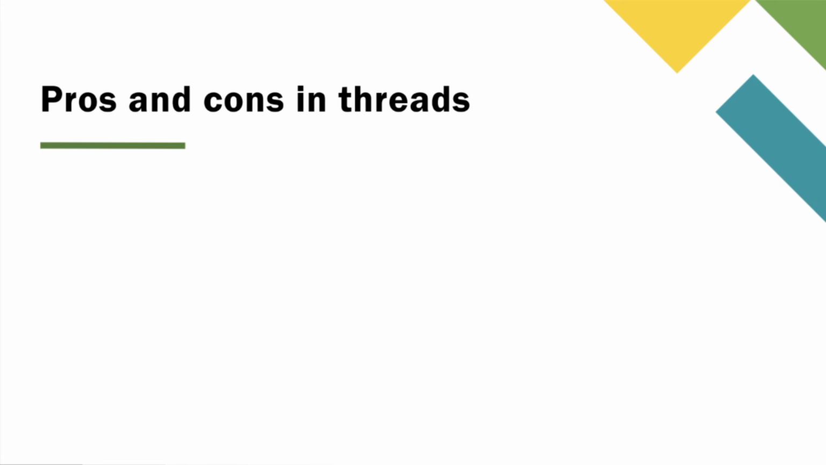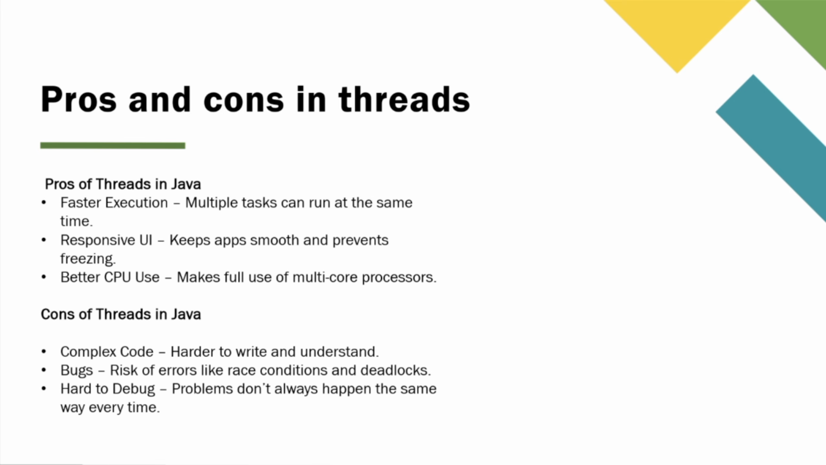Advantages and disadvantages of threads. The advantages are faster execution, as multiple threads run tasks at the same time, parallel processing, efficient multitasking, responsive applications, better CPU utilization, making full use of multi-core processors, and background processing that simplifies certain designs.